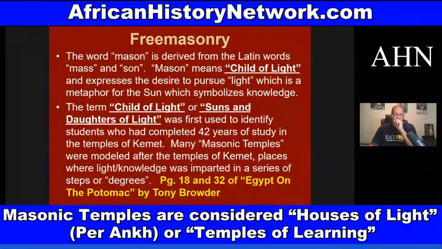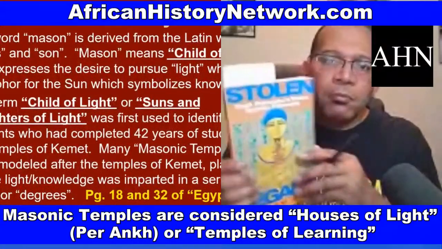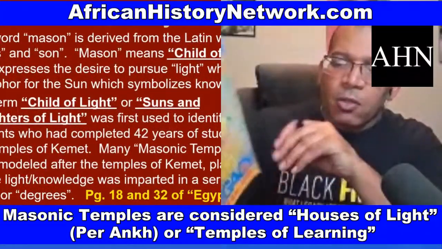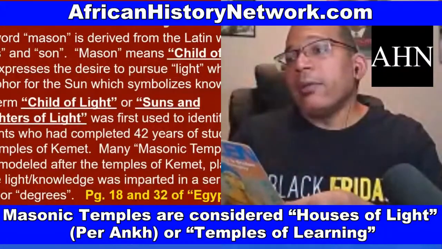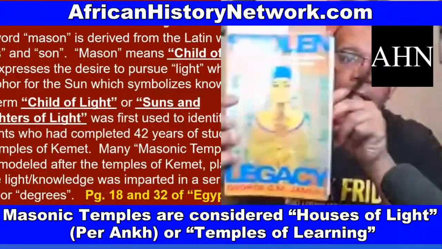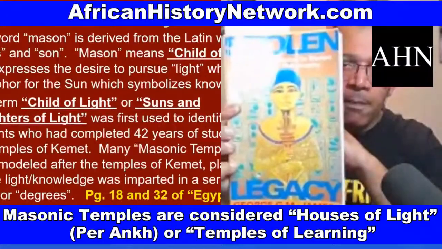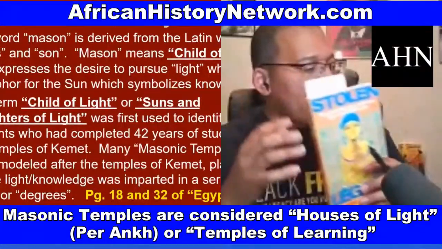When you read Stolen Legacy by George G.M. James, here's a copy of it right here. When you read Stolen Legacy by George G.M. James, Greek philosophy is stolen Egyptian philosophy. This is an old copy that I got December 8th, 1993, when I was in college.